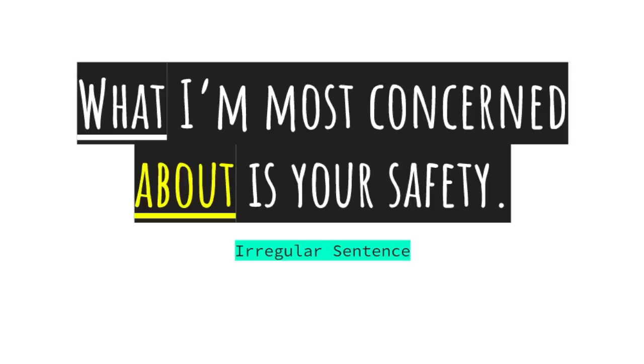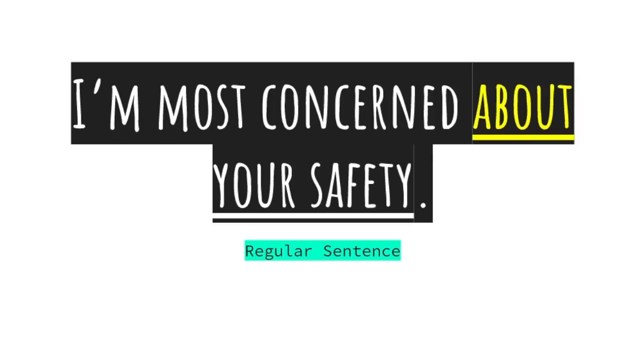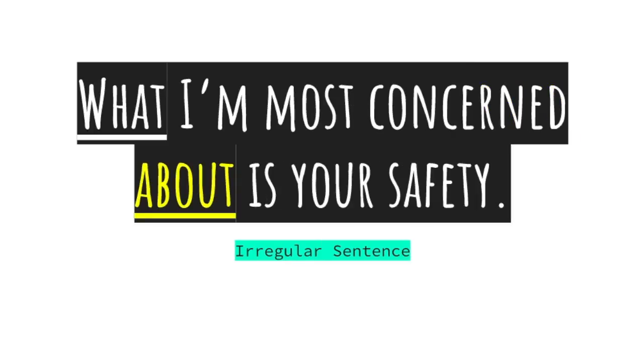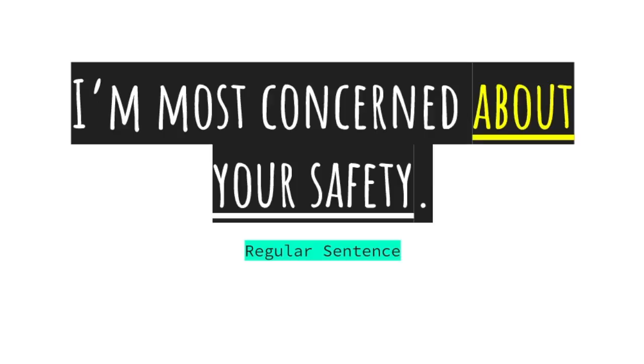Now that seems kind of weird because what's at the beginning of our sentence and about is tucked here in the middle. So what I like to do in confusing situations like this is rearrange the sentence so that it makes sense to me. If I were to rearrange it, it would look something like this. I'm most concerned about your safety. About would be the preposition. Your would be an adjective describing safety, which would be the object of my preposition. So here's our irregular sentence, and here it is in a regular form. So about is still the preposition in both sentences, it's only that the object of that preposition is moved somewhere else in the irregular sentence.